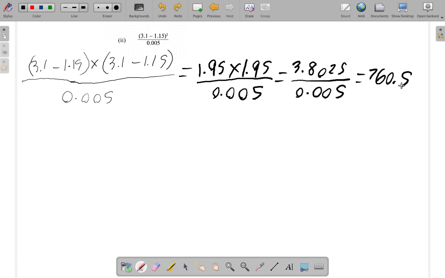And if you notice, when you have a number divided by a very small number, less than one, the answer comes out bigger. Okay, good, nice.